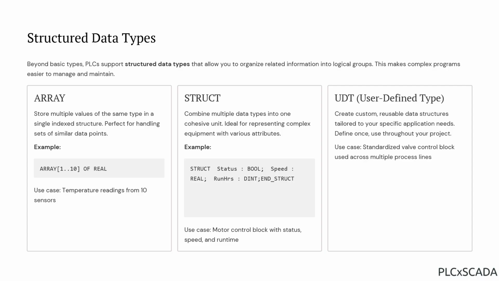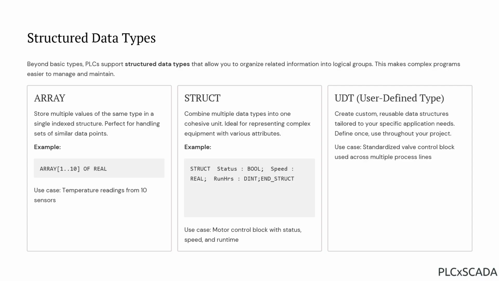A structure is a combination of different data types. For example, a motor structure can have the status of the motor, speed of the motor, run hours, run feedback, and fail feedback. For that we can use a structure. Then UDT, user defined data type. Basically this data type is a reusable structure, which we can design in our PLC.